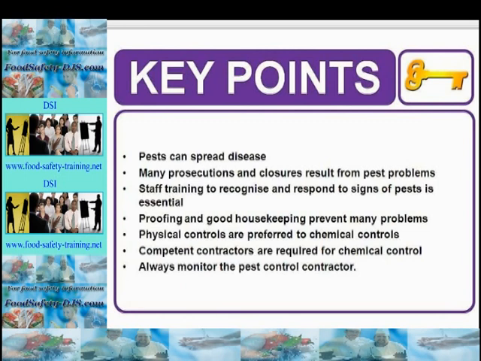So the key points: pests can spread disease, many prosecutions and closures result from pest problems, there should be adequate staff training to recognise and respond to signs of pests, proofing and good housekeeping prevent many problems, physical controls are preferred to chemical controls, competent contractors are required for chemical control, and always monitor the pest control contractor.